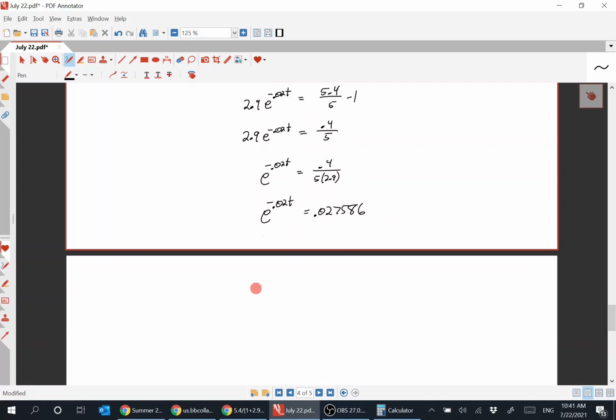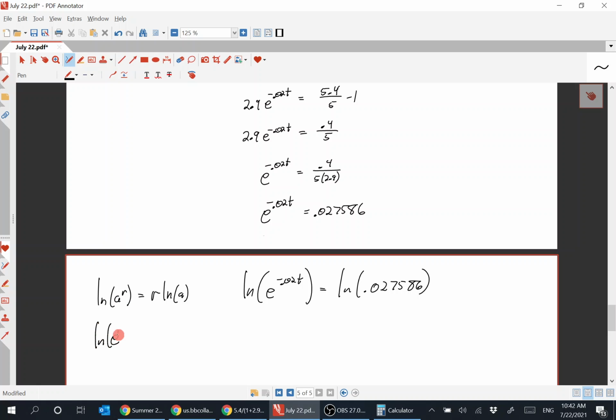Now I can apply the natural log. Since we're dealing with base e, it's nice to use the natural log because, you can use that rule from before: natural log of a to the r is equal to r natural log of a. But when the base is e, natural log of e to the r is just r, because the natural log of e is just 1, so the e just disappears.